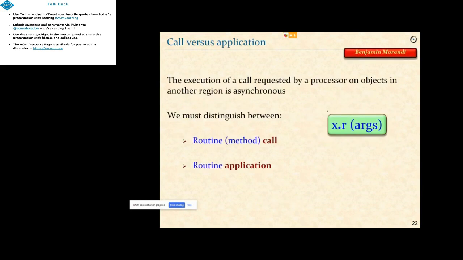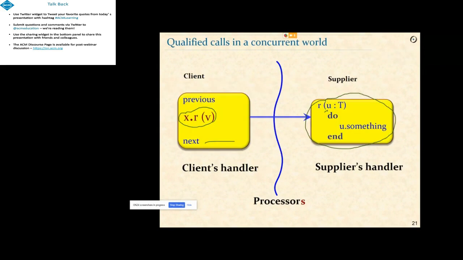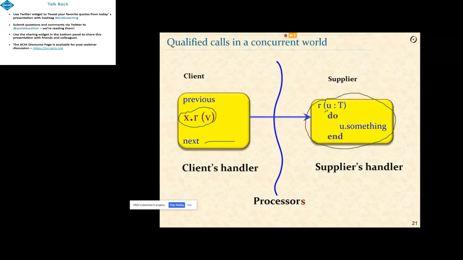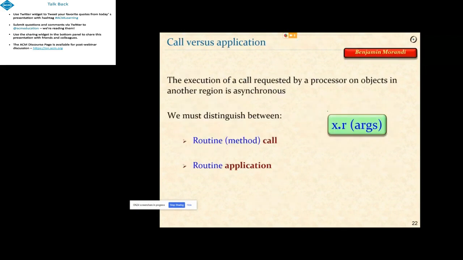In sequential programming, this distinction was not interesting because when we perform a call, we immediately proceed with the application. But in asynchronous concurrent programming, that's not the case anymore. We can log the call and then move on with the rest of our business, next as it's called here. And then sometime later, R will execute its body. So there's this new distinction between call and application.